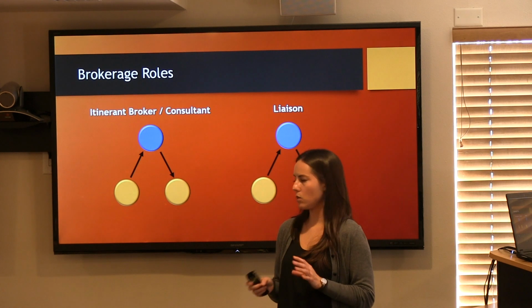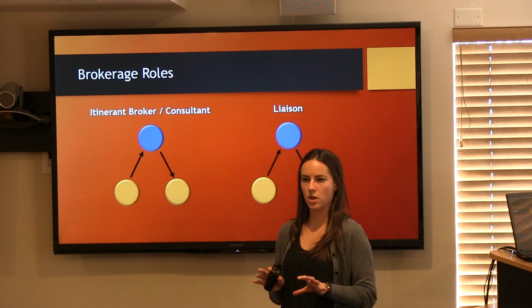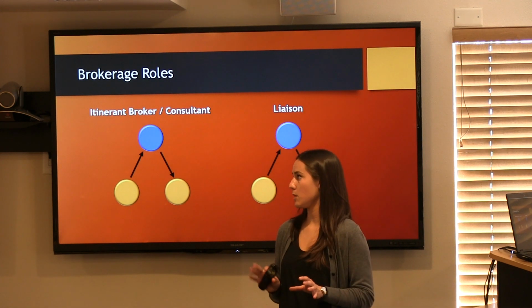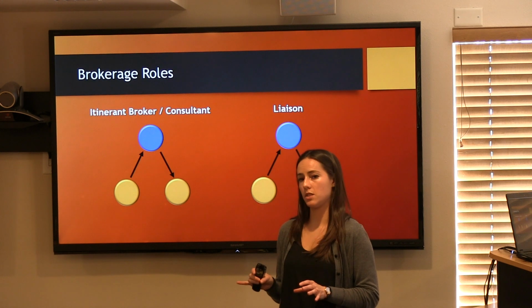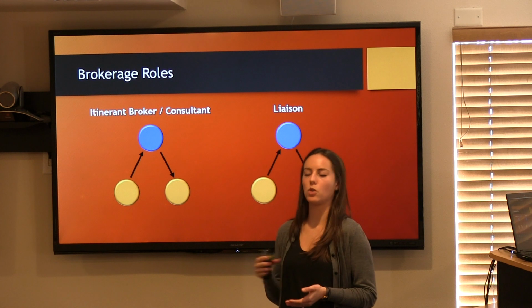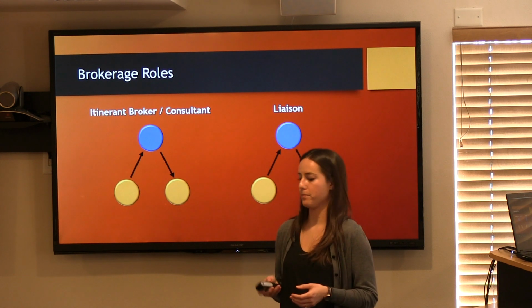And an itinerant broker or consultant would broker information between 2 actors, both of which are not part of its own group. The same goes for a liaison, except in the case of a liaison, there are 3 different parties involved. So these are just different ways to quantify the type of function that an actor will play, and it sums it up in a score.